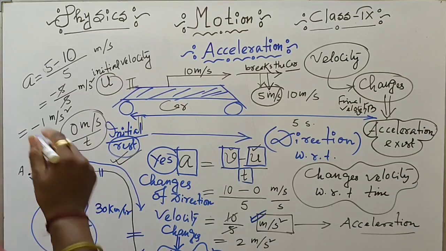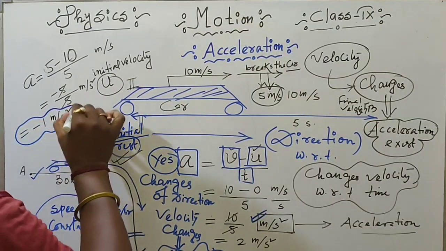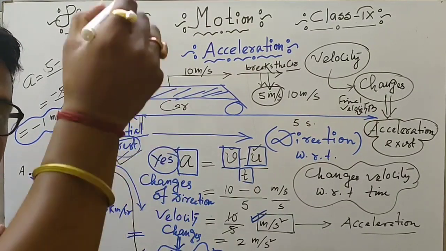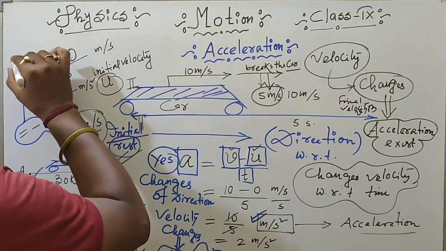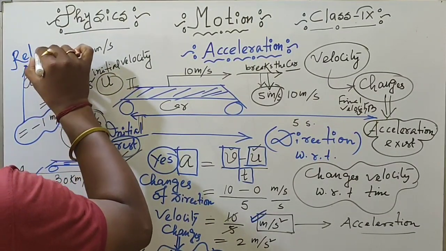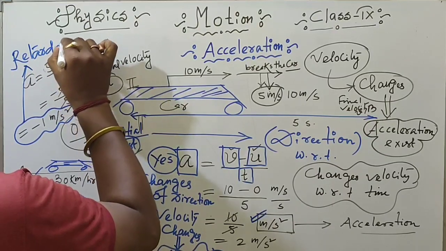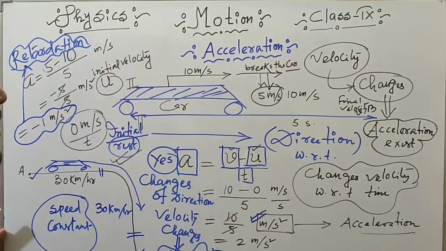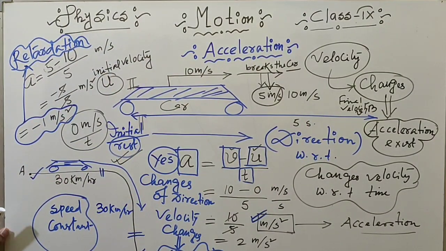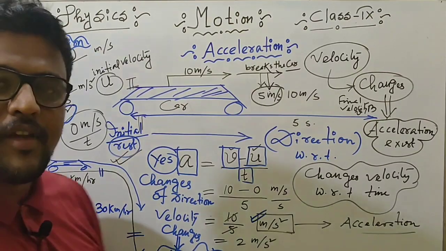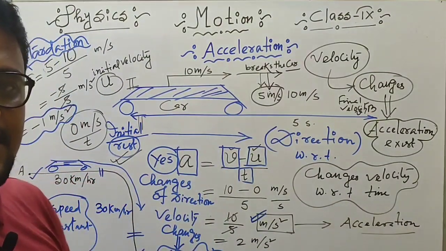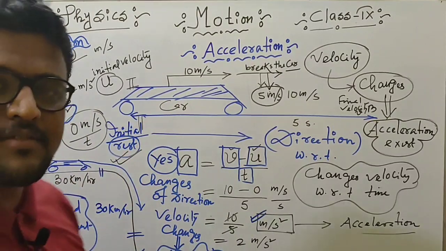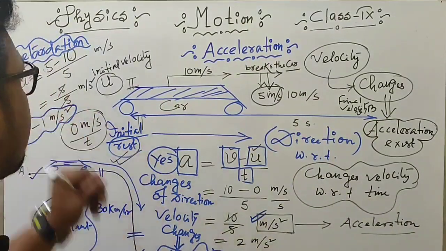That is, when acceleration decreases, or you can say the value of acceleration comes to negative, it's called negative acceleration or retardation. It's called retardation, or negative acceleration, when the speed of a vehicle decreases. That means velocity decreases. That means it is called negative acceleration, or you can say retardation.